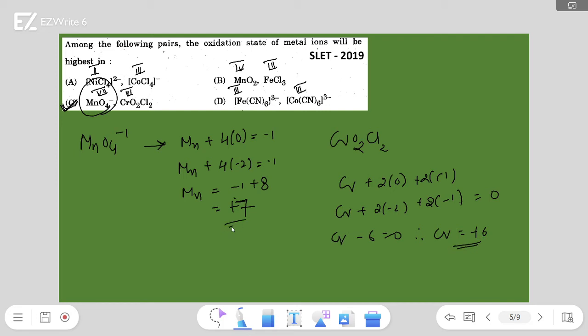Cr equals plus 6. Mn equals plus 7. So this is how it works. This is the pair having the highest oxidation state. I hope you are clear with this. Let us move ahead.